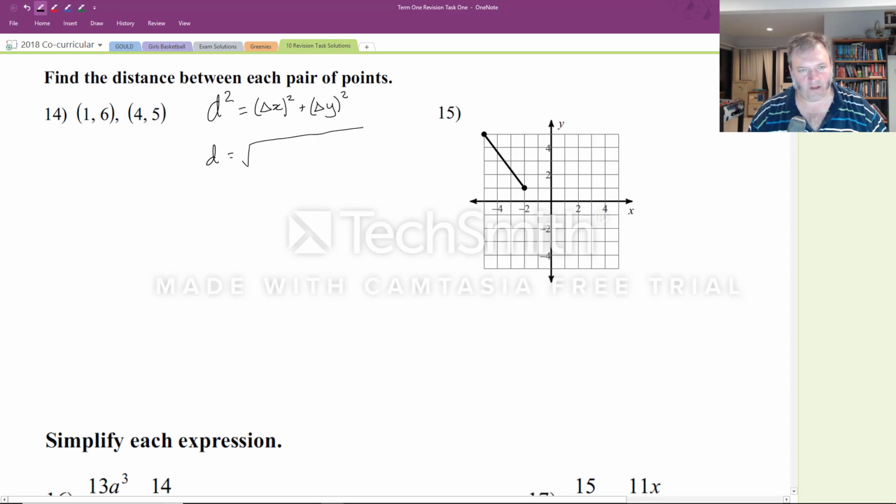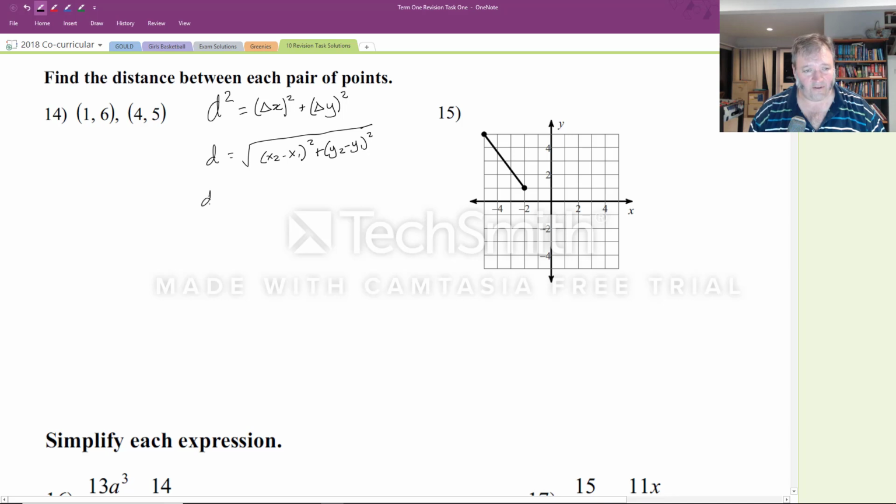I just like to remember where it comes from so that if I'm stuck in an exam, if I'm starting to worry a little bit, I can just think, oh, that's right, I remember where it comes from. And you can just think your way through it and you'll be fine. But there we go, difference between the x coordinates squared, difference between the y coordinates squared, and obviously that then gives you the hypotenuse squared. We don't want the square of the distance, we just want the distance, so that's why we square root.